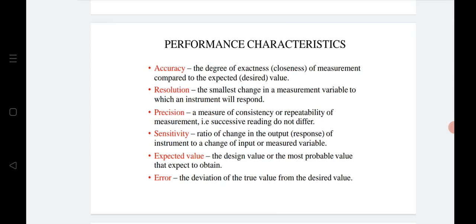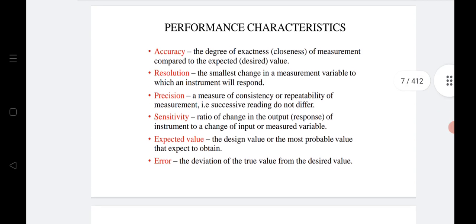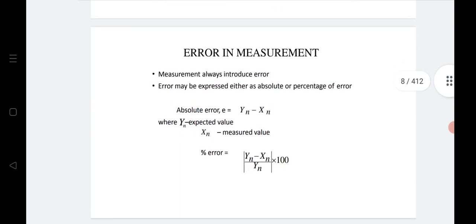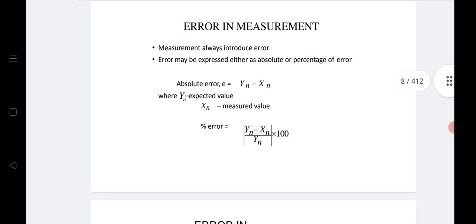So these are some of the performance characteristics of your instrumentation. Whenever you are trying to purchase instrumentation, you should have an idea about what accuracy, resolution, precision, sensitivity, expected value, and error are. Coming to errors in the measurement, what types of errors are there? We'll see how you are going to measure those errors.